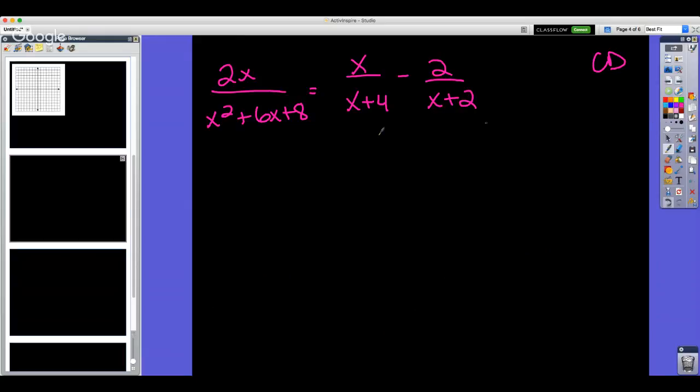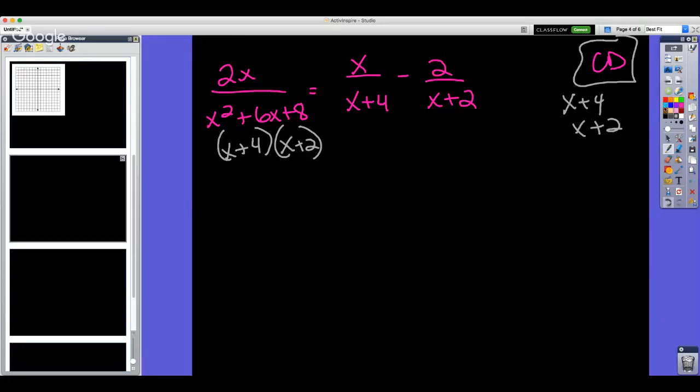When you break down the first one, x plus 4, and x plus 2, good. And so what would be my common denominator? X plus 4 and x plus 2. Good. So what are we missing from here? Nothing. So we're good here, right? What about this one? Plus 2, x plus 2. What I do to the bottom, I do to the top. What am I missing on this one? Okay. Good.